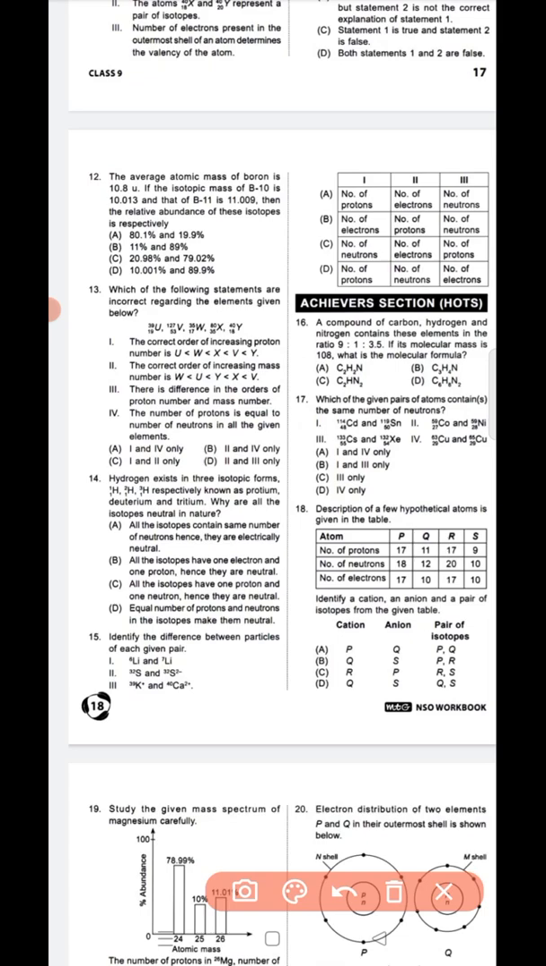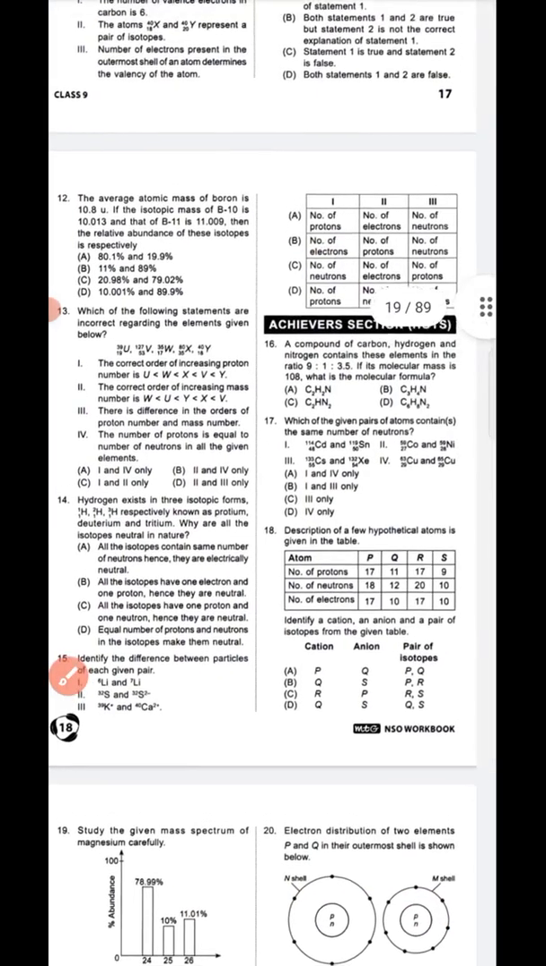Number of neutrons, number of electrons, number of protons, number of neutrons, number of electrons. So question number 15, option C is the correct answer: number of neutrons, number of electrons and the number of protons. Okay.